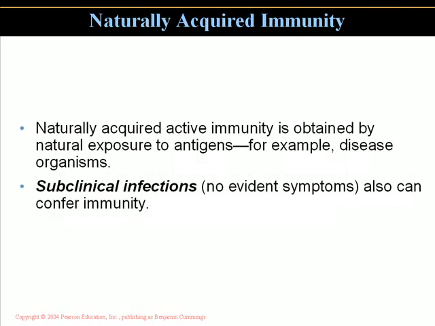are obtained by natural exposure to antigens, for example, a disease organism. If you get exposed to a flu virus this year, your body will develop antibodies, and you won't get infected by that same virus again this year. Now, for viruses, because they mutate, there are a number of different viruses. It doesn't mean that you won't get sick again this year.